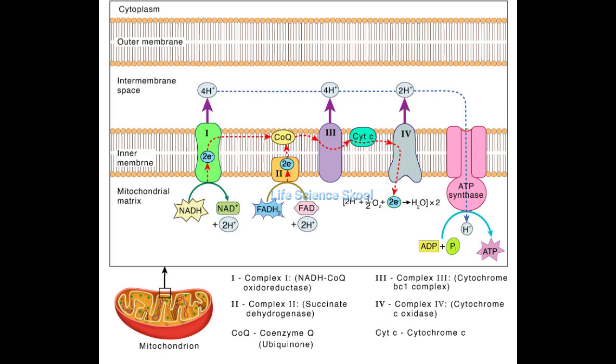Succinate dehydrogenase, as you can see in the diagram, this is the complex 2, and it is not going to work with the copper here. And this succinate dehydrogenase is the only membrane bound enzyme of the citric acid cycle that interacts directly with the respiratory chain.